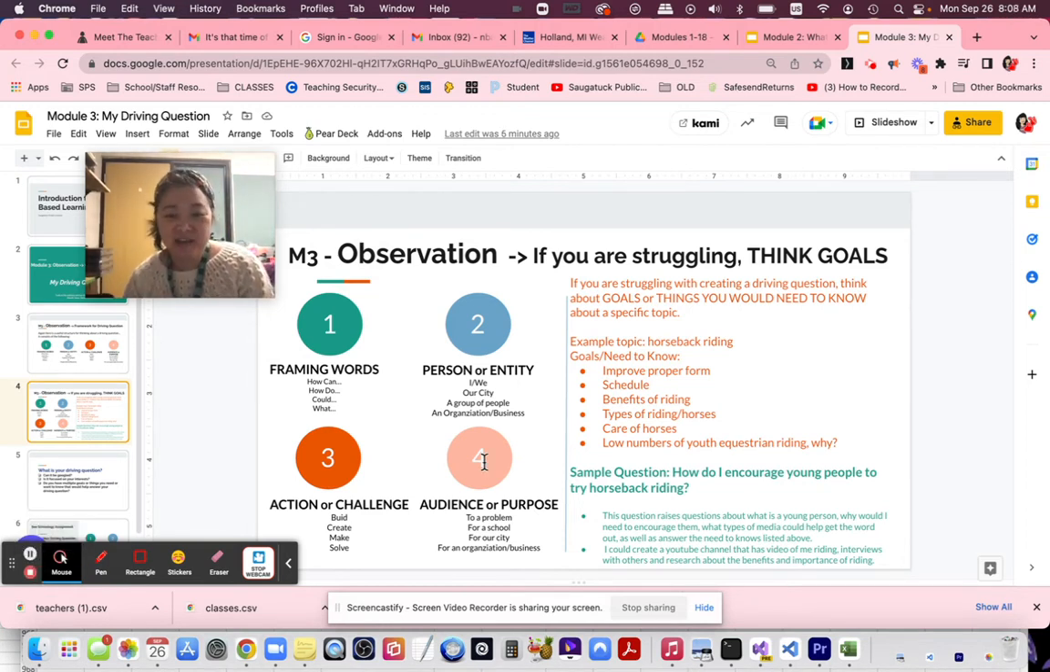So this question might incorporate, or at least raise questions about, what is a young person. So maybe I have to define what a young person is and why I chose young people. Obviously, if I was your age, maybe that's something that really interests me, especially if I'm into horseback riding and I'm talking with my community partner about the dwindling participation of young people in equestrian riding, at least in my area. Maybe that's something that I also want to raise. And then also, what types of media could I use to help get the word out to help encourage?